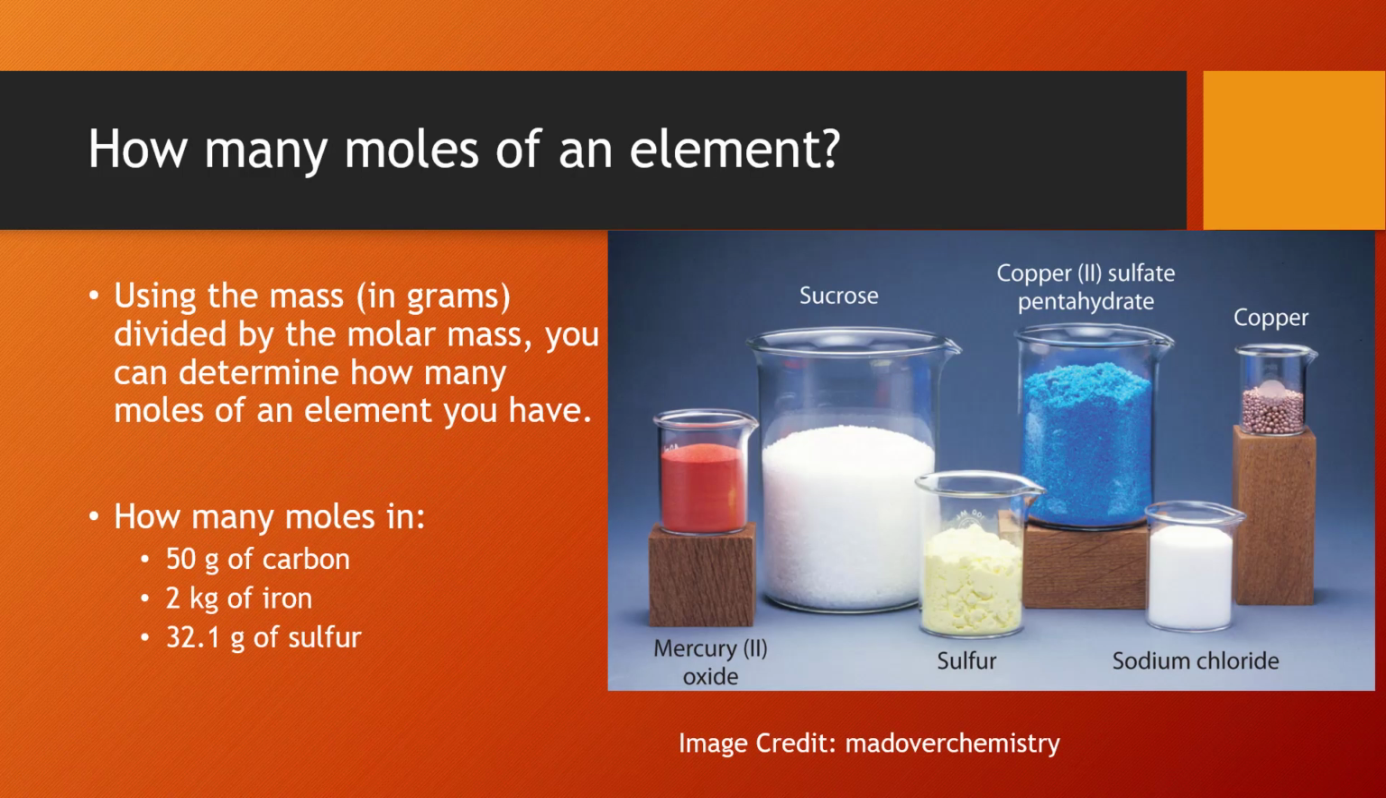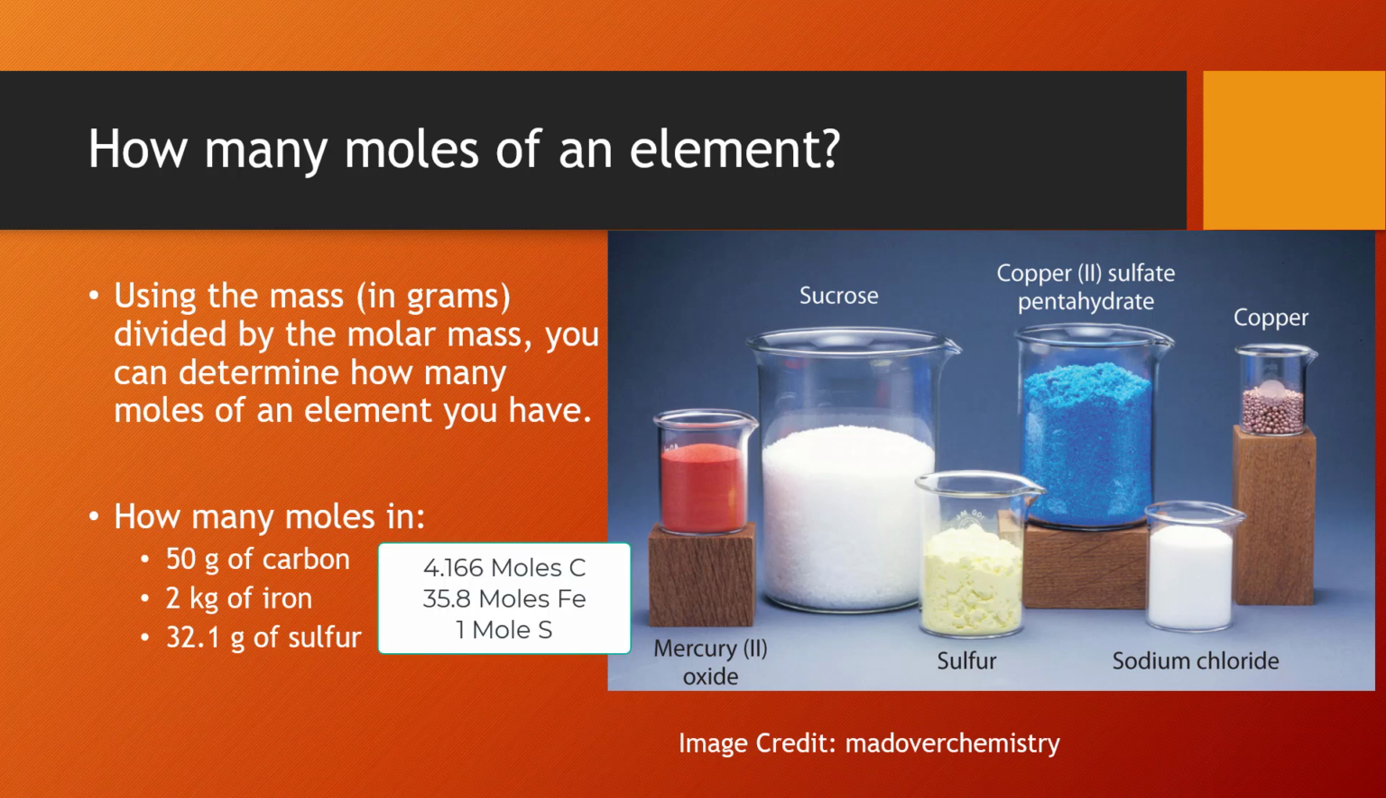So how many moles of an element? Using the mass in grams divided by the molar mass, you can actually determine how many moles of an element you have. So let's say you have 50 grams of carbon. You take that 50 grams and divide it by 12.011. 2 kilograms of iron. So what do you see on the periodic table for the molar mass of iron? And 32.1 grams of sulfur. So how many moles of sulfur would that be? Well, that one's an easy one.